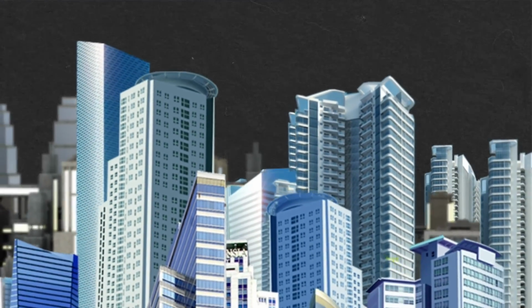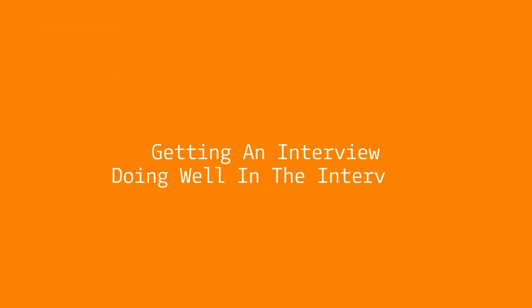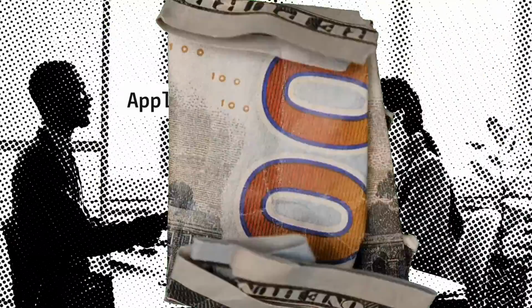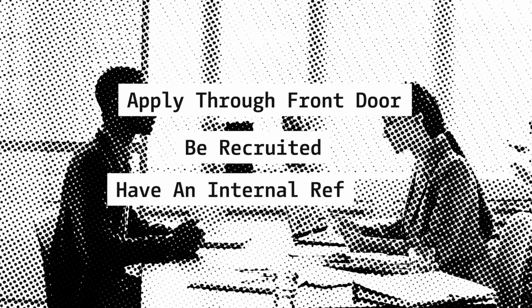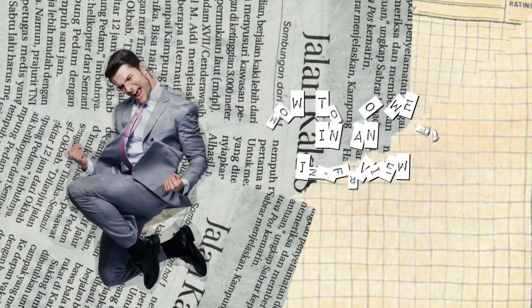Okay, let's dive in. First, I want to talk a bit about the Google hiring process. Like any other company, there are 2 fundamental stages to this process: getting an interview and doing well in the interview. Getting an interview happens in one of 3 ways. You apply through the front door, you're recruited by a recruiter, or you have an internal referral. And there's a lot to say on each of these topics, so I'll save all of these for a different video. The question that I want to address today is how to do well in an interview.